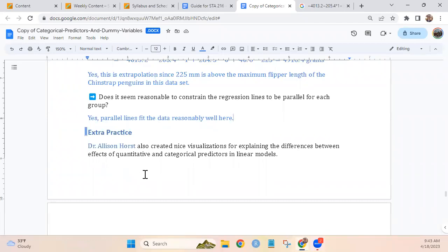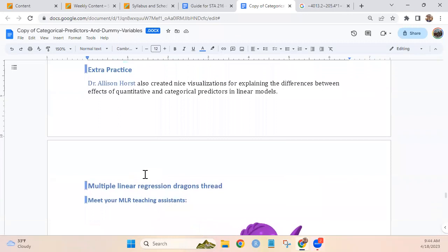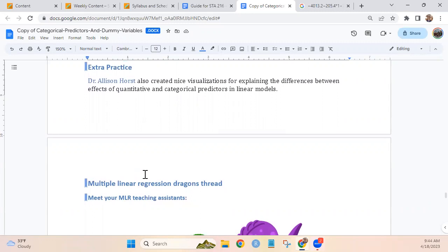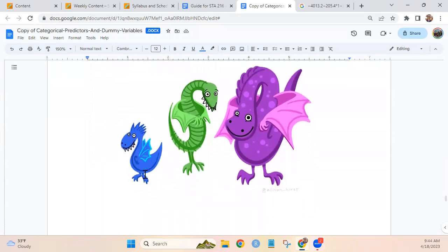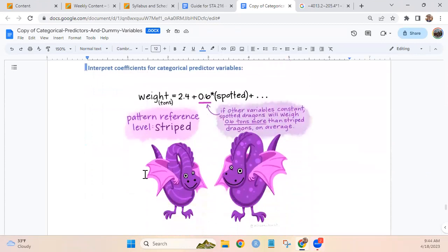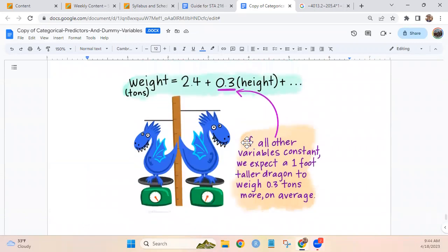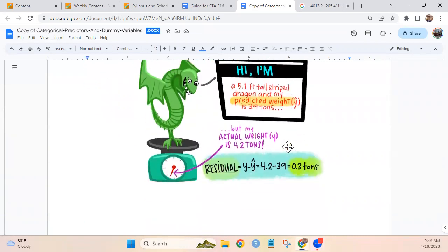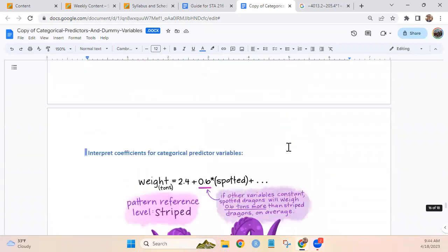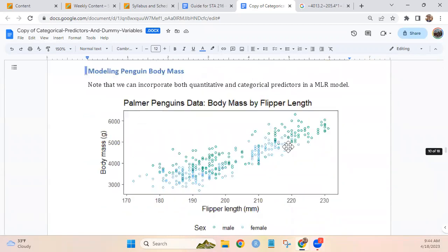And the last thing I'll mention is that Dr. Allison Horst, who's a professor at, I think, University of California, Santa Barbara, so lucky her, that's really nice weather over there, made these really cool graphics about multiple linear regression, which all involve dragons. They talk about interpreting effects of categorical predictors, like being a striped dragon or spotted, and about quantitative predictors, visualizing that. All these concepts with regression we've talked about, she drew some nice pictures for it if you want to check those out.